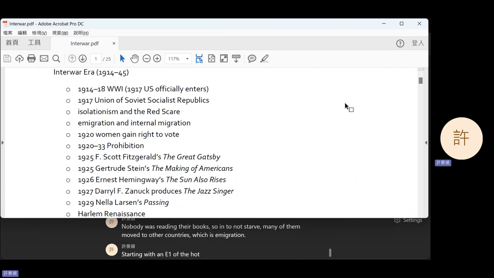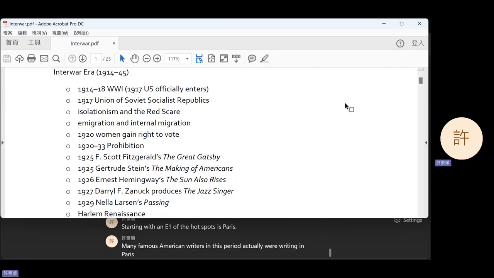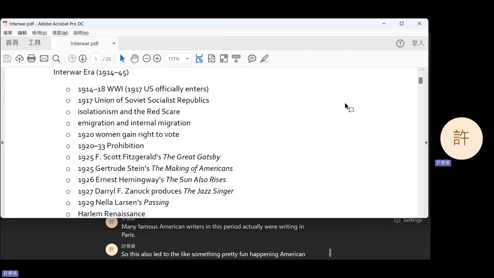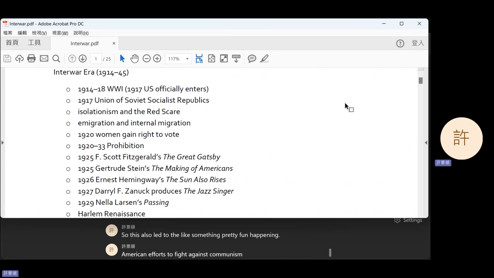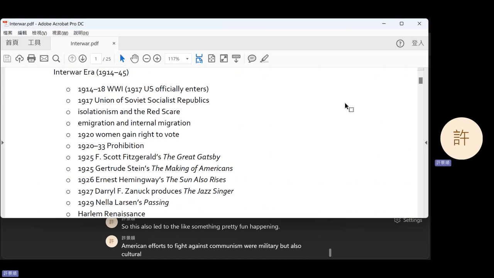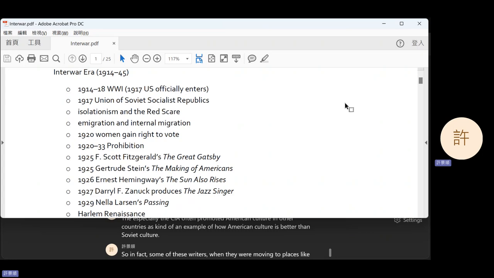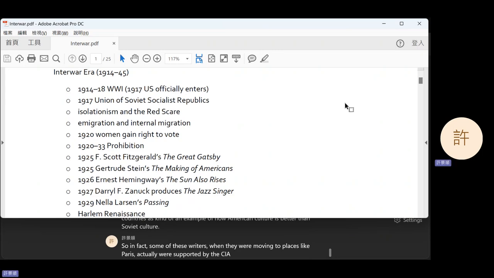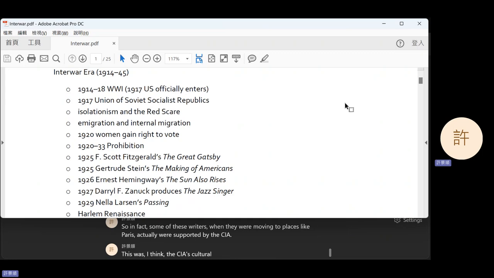One of the hot spots is Paris. Many famous American writers in this period actually were writing in Paris. So this also led to something pretty fun happening. American efforts to fight against communism were military, but also cultural. Especially the CIA often promoted American culture in other countries as kind of an example of how American culture is better than Soviet culture. So in fact, some of these writers, when they were moving to places like Paris, actually were supported by the CIA. This was, I think, the CIA's cultural high point. Never again would the CIA produce such great art.